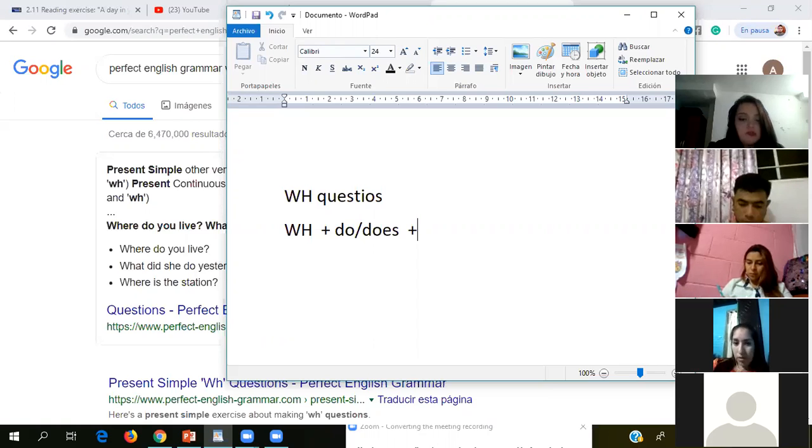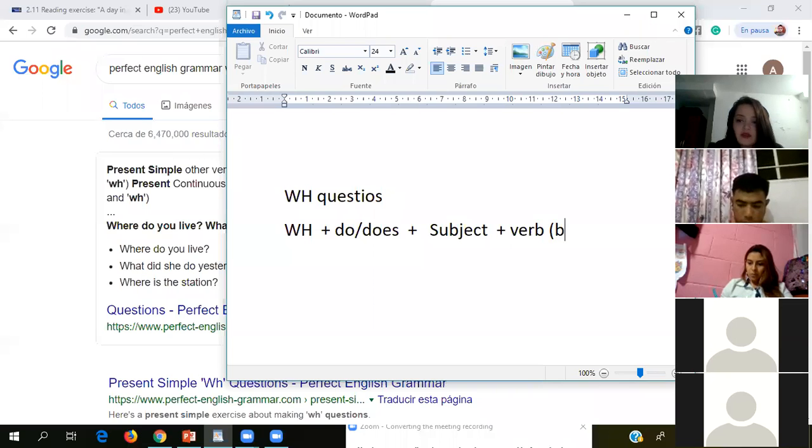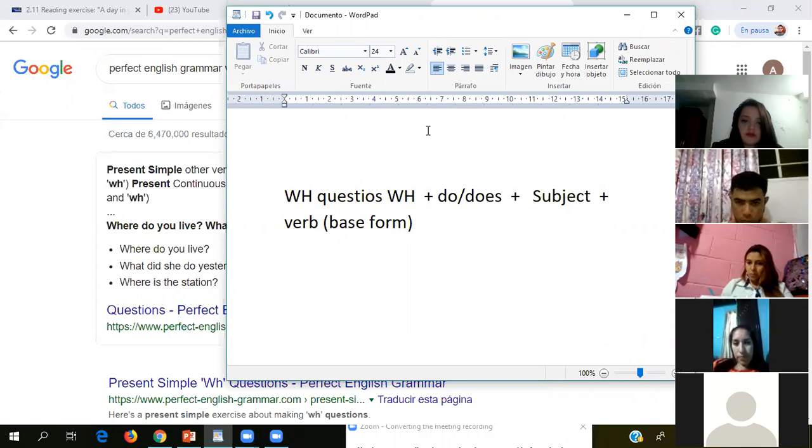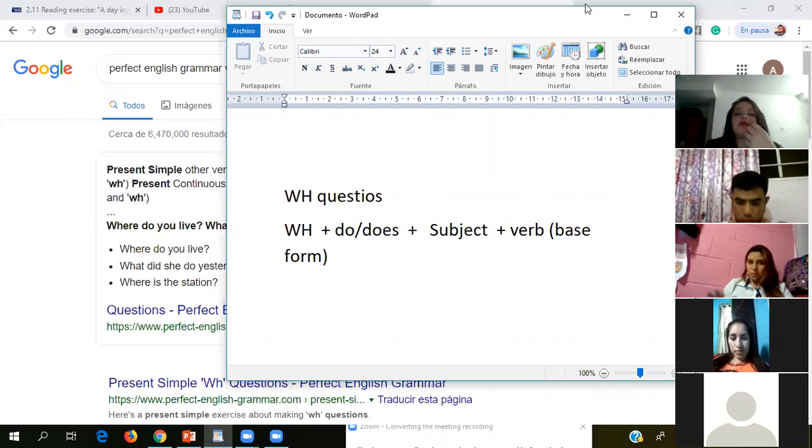Okay, WH, do, plus subject, verb and complement. Y el verbo lleva variación, lleva S a veces, no. No, the verb is base form, okay? So no changes to it. This is the structure, all right? There it is. So I want you to practice.